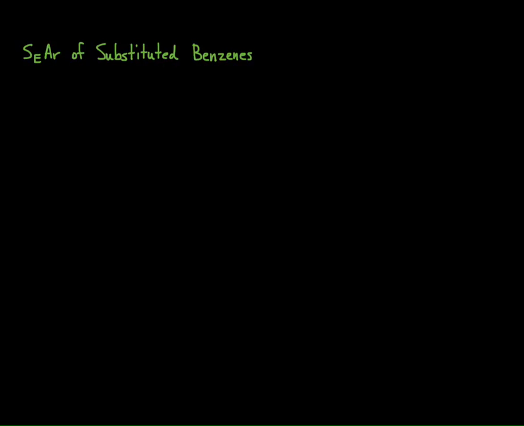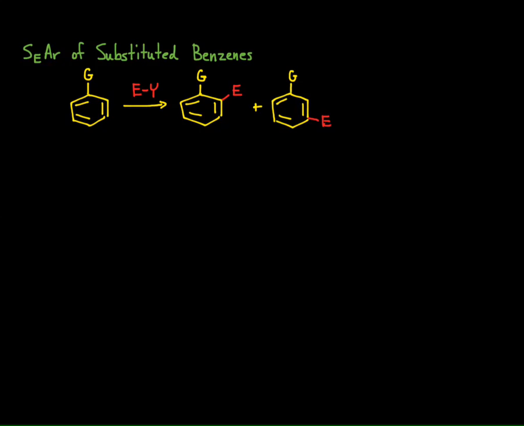So now we're going to take a look at electrophilic aromatic substitution reactions of substituted benzenes. Let's say we have a benzene with some type of substituent, let's call it G, and we react it with an electrophile. We see that we can get the electrophile to add in the 2 position relative to G, or in the 3 position relative to G, or lastly in the 4 position relative to G.